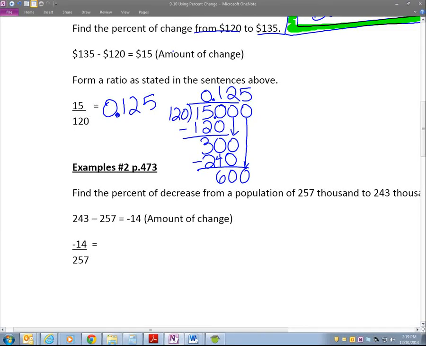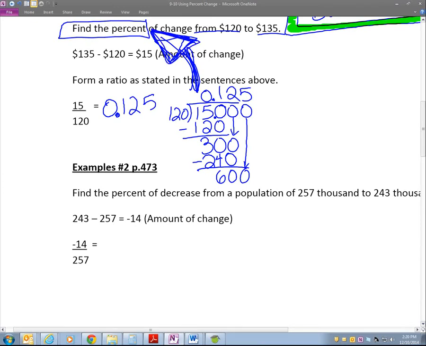Okay, that was pretty easy. You should be done with it by now. Now, I found that it's 125 thousandths. Okay? But here's the thing. We're going to find the percent of change. We're trying to find the percent of change, aren't we?